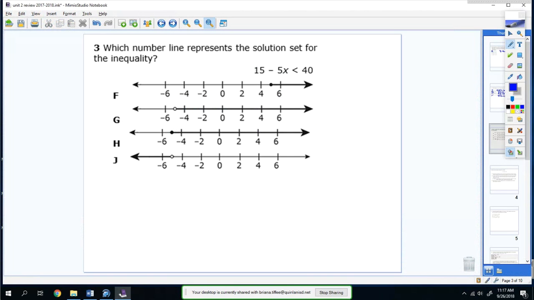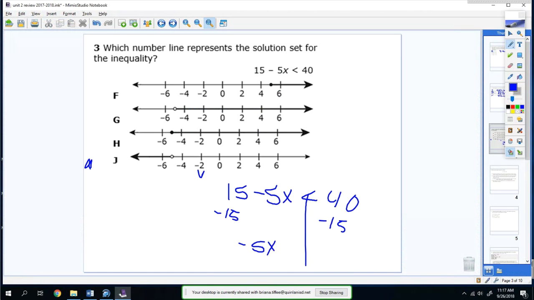So I'm going to rewrite this down here so I can have some room to work. I'm going to write 15 minus 5x is less than 40. So again, draw my line. Subtract 15 from both sides. You get -5x is less than 25.